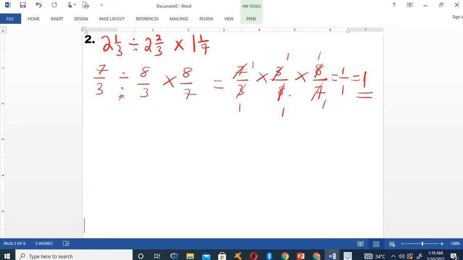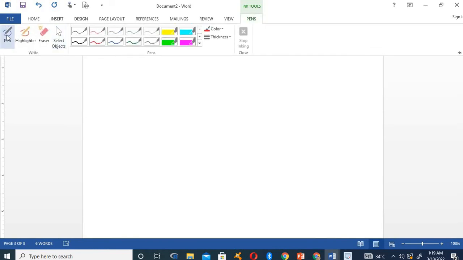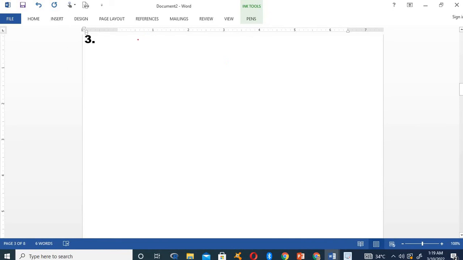Okay, so let's go further to my last question for today, which is question number 3, and I have this fraction for us to look at together. So let's do it. So I want you to pay attention.